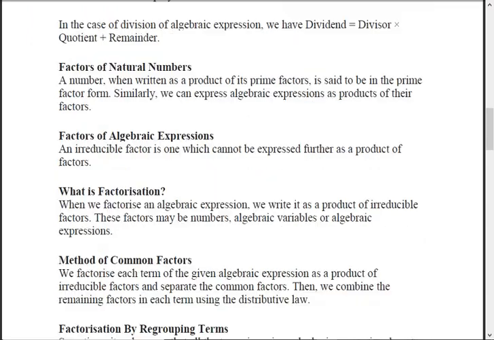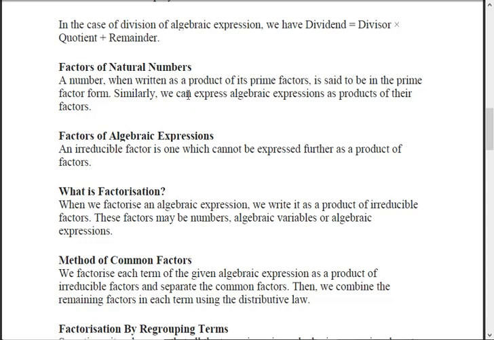Okay. Now factors of natural numbers. A number when written as a product of its prime factors, it is said to be in the prime factor form. Means what? Let's say 10. 10 equals to 2 into 5 into 1. Right. So it's written in the prime factor form. Can you divide 2, 5 and 1 further? No. So this is known as a prime factor form.